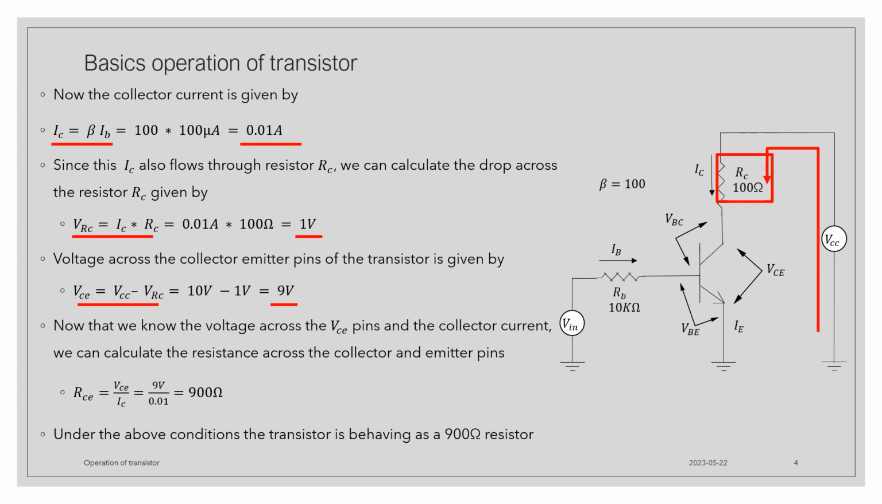Knowing these values, we can now calculate the collector-emitter resistance of the transistor, RCE. RCE is equal to VCE by IC, that is equal to 900 ohms. We can safely say that when the above conditions are present with the base current of 100 microamps, the transistor behaves like a 900 ohm resistor.